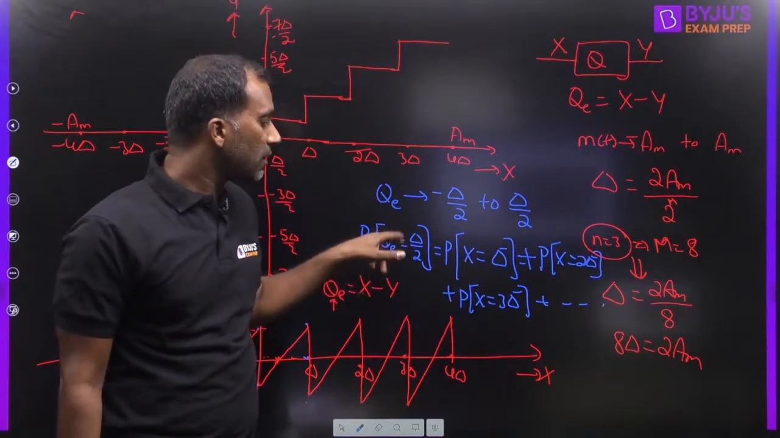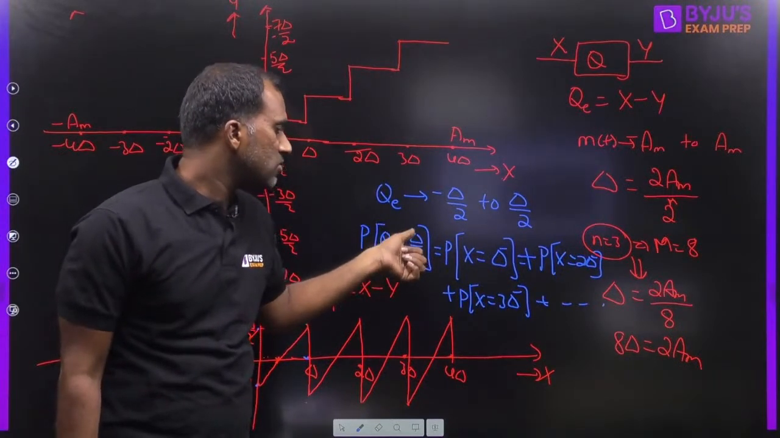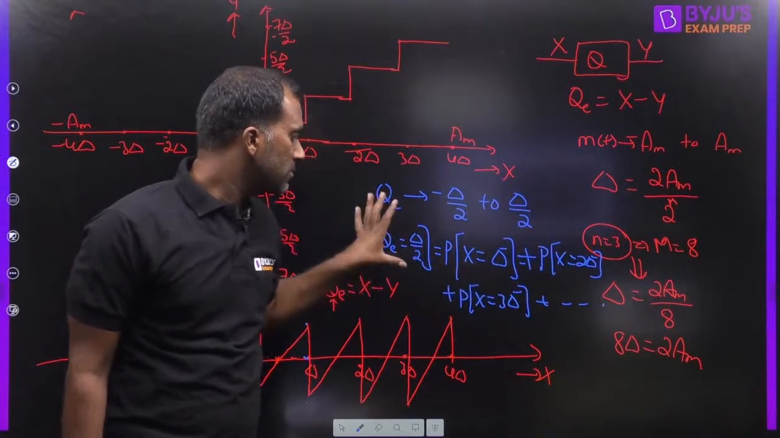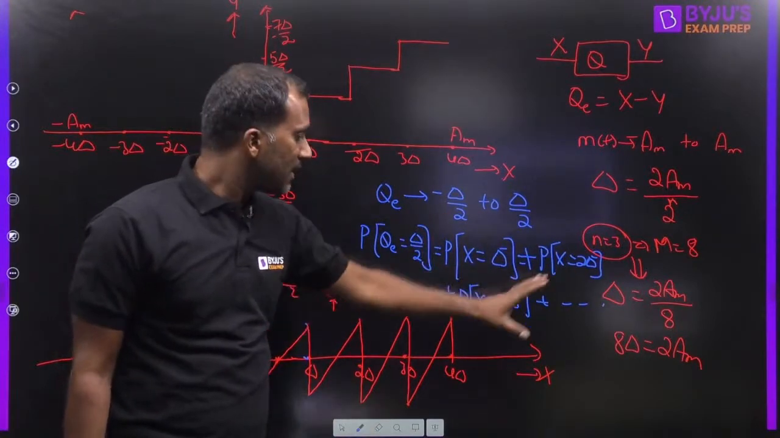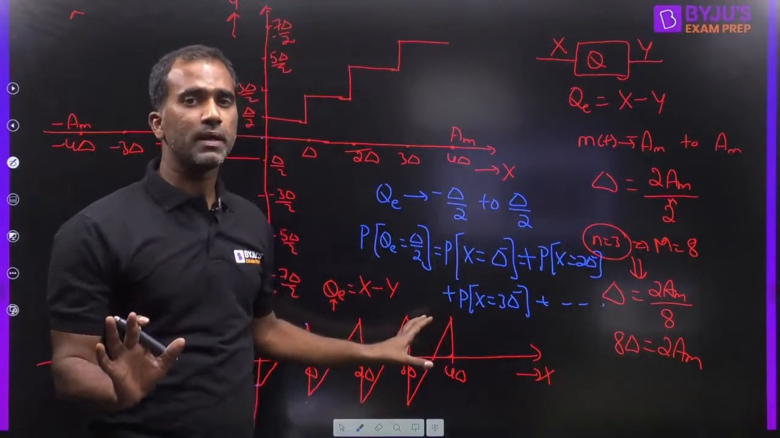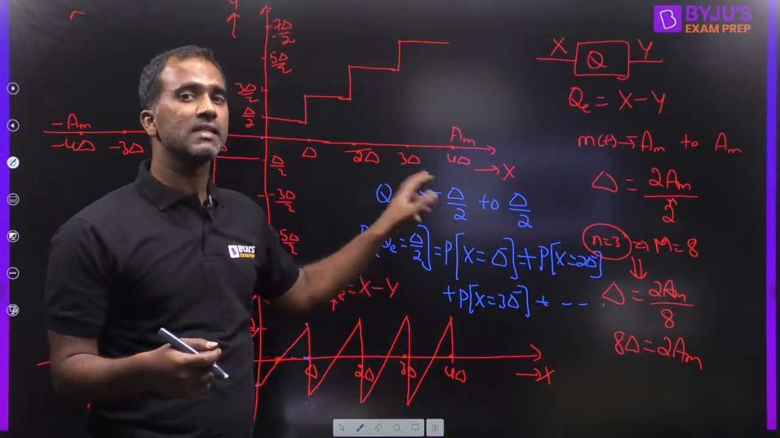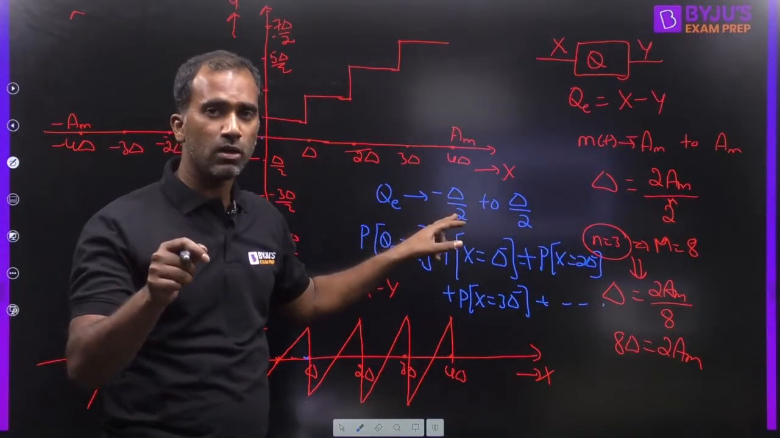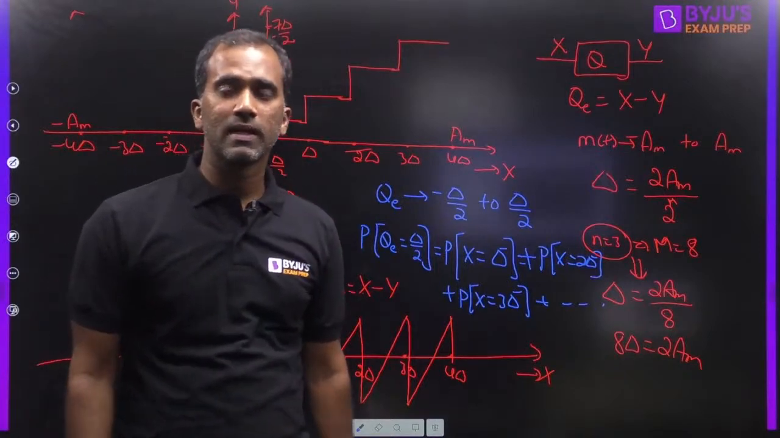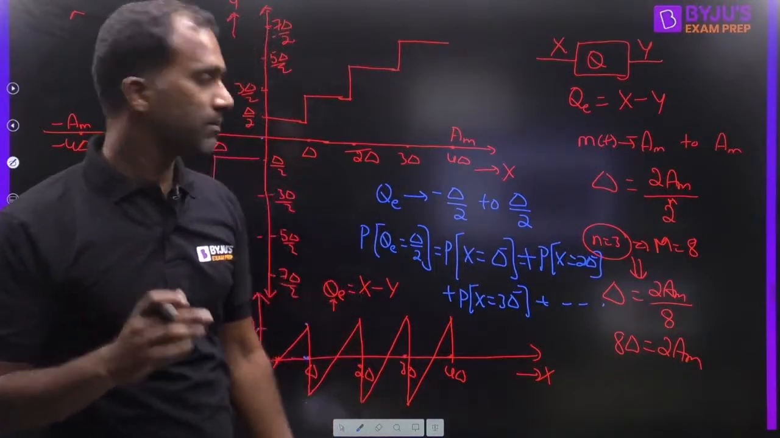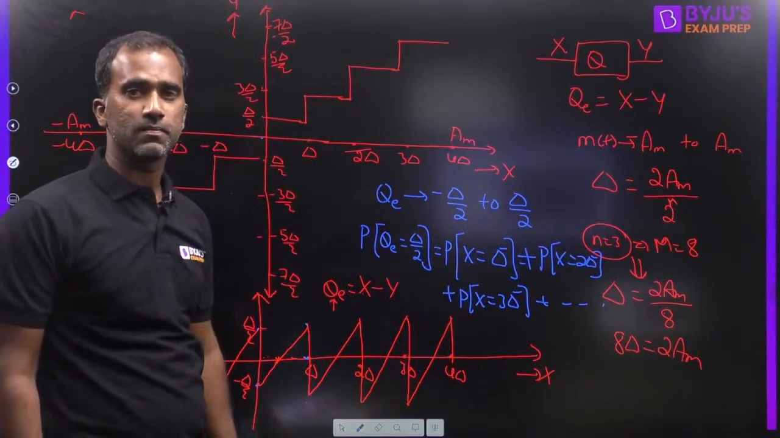Similarly, you can understand for delta by 4, delta by 3, delta by 6. For other quantization errors also, you can understand the probability that error will take that voltage. The point I want to make here is, is the probability of quantization error taking a certain voltage dependent on the probability of input voltages? Yes, it is dependent. Probability of input voltages are deciding the probability of quantization error voltages.